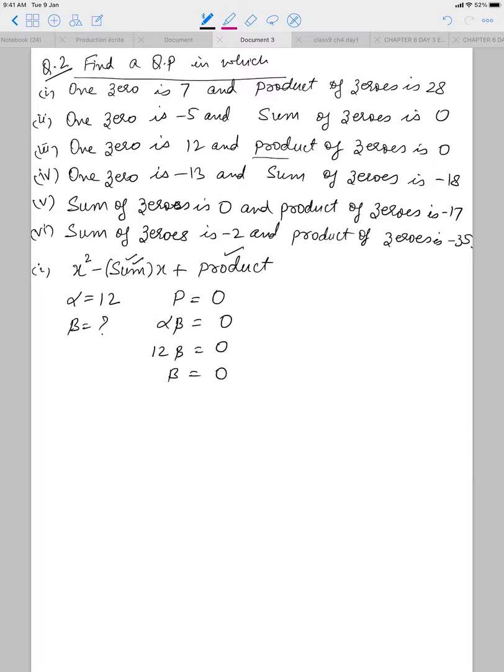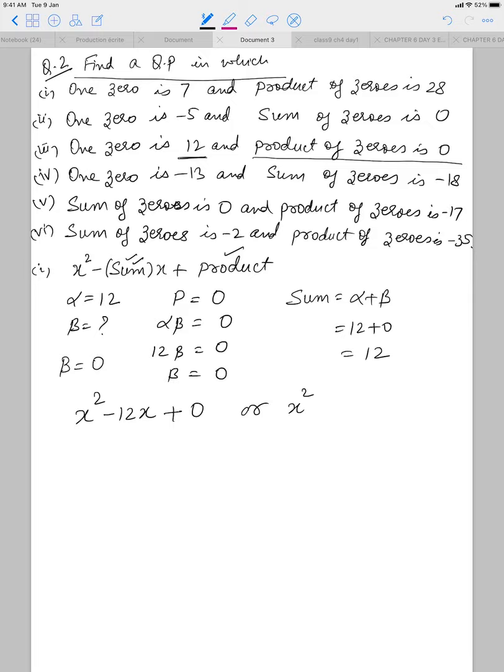When the product of the zeros is given to be 0, and one of the zeros is 12, the other has to be 0, only then the product will come out to be 0. So in any case, if you have to show the working, you can show it like this. So beta is equal to 0. Now what is the sum of the zeros? That is alpha plus beta, 12 plus 0, and that is equal to 12. So the quadratic polynomial formed is x square minus 12x plus 0, or we can simply write x square minus 12x is the required quadratic polynomial.